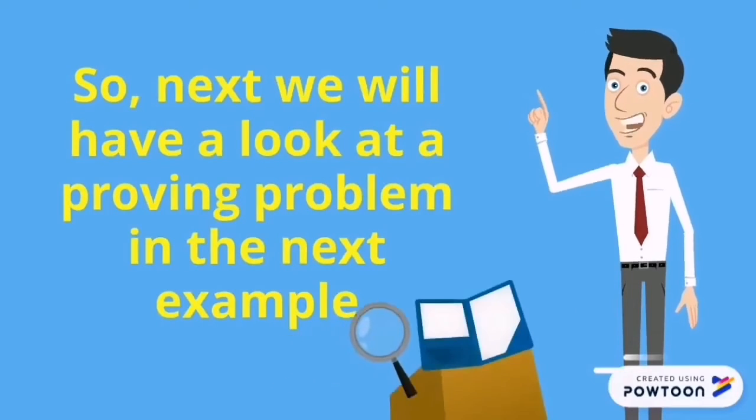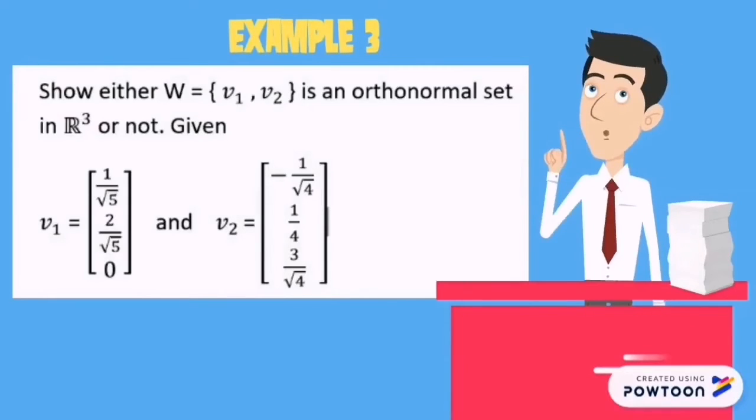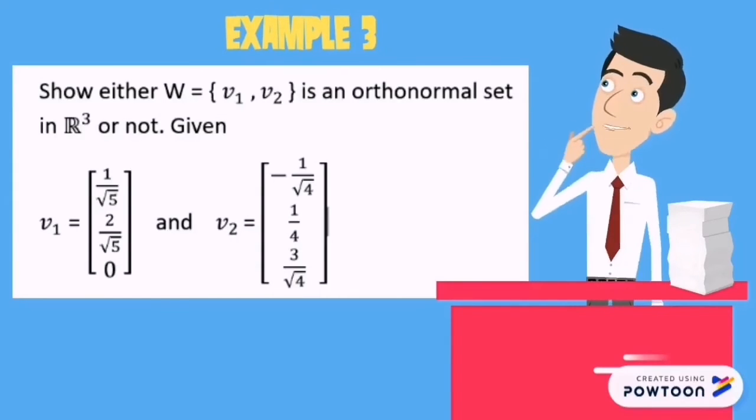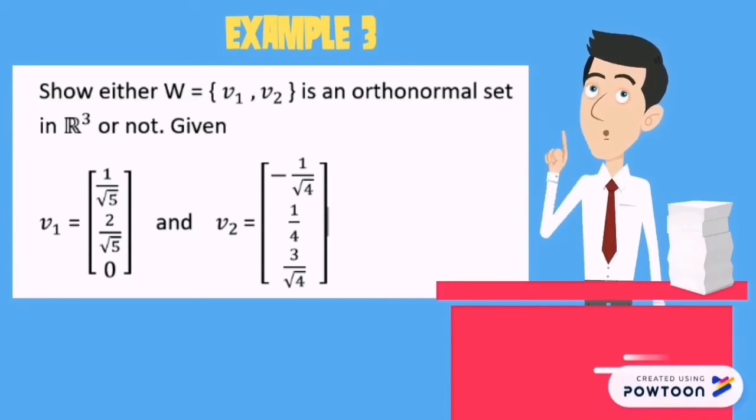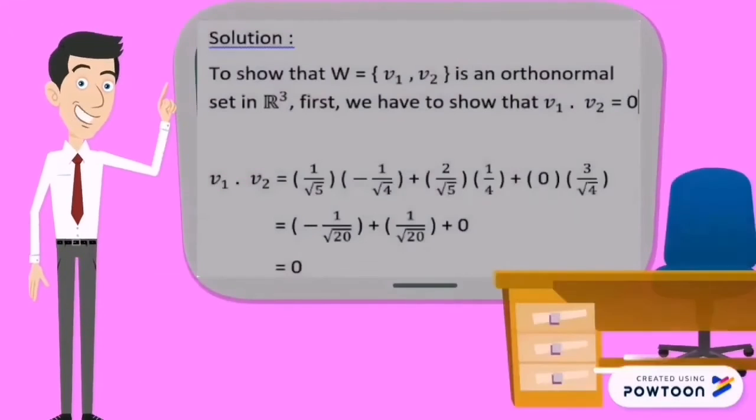So next, we will have a look at a proving problem in the next example. Example 3. Show whether W equals V1, V2 is an orthonormal set in R to the power of 3 or not. Given the question as below. V1 equals (1 over root 5, 2 over root 5, 0). And V2 equals (-1 over root 4, 1 over 4, 3 over root 4). And here is the solution.